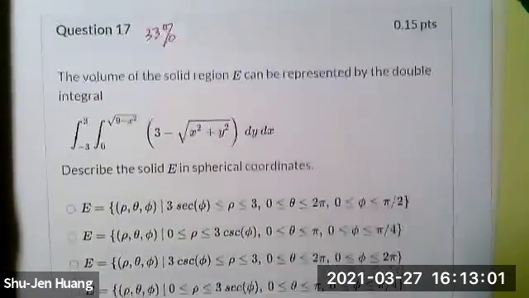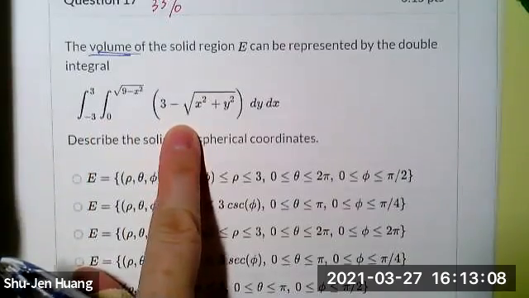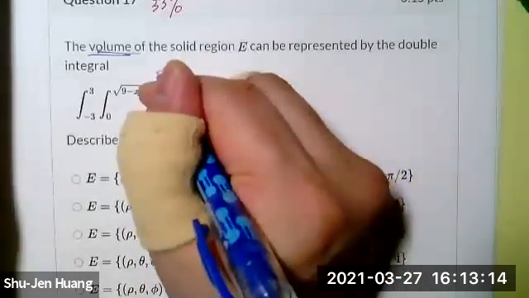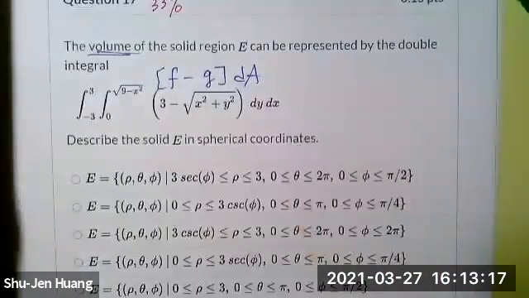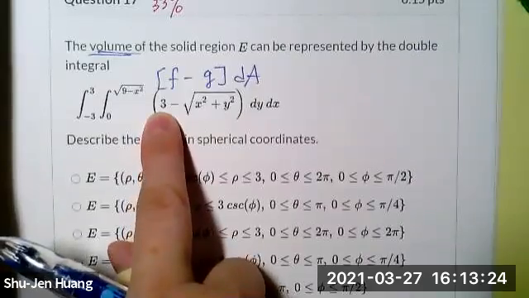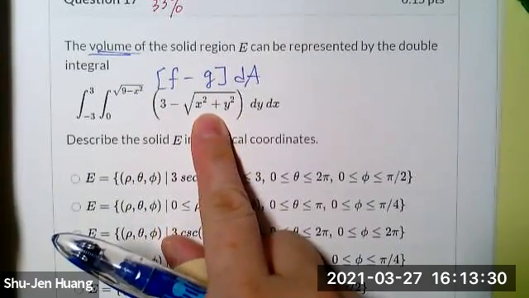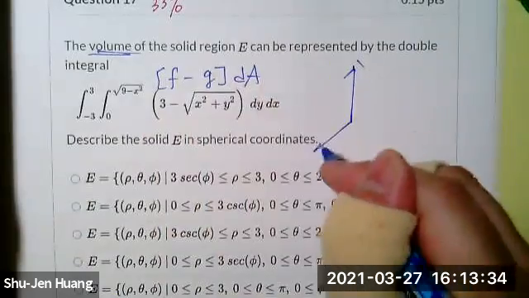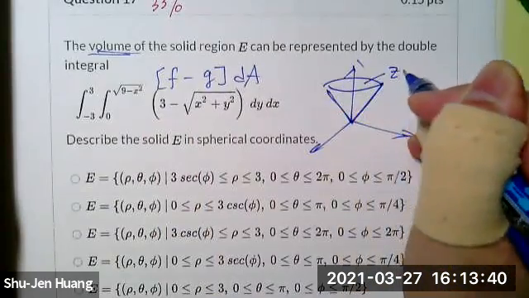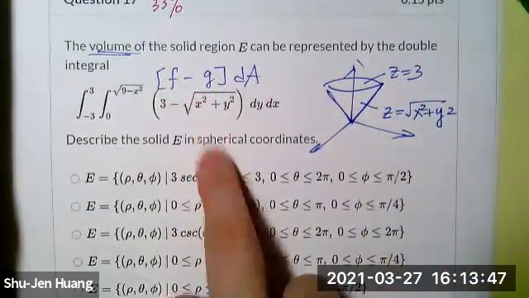And let's look at question 17. We want to find the volume, and here it is using the double integral. So this is the upper surface minus the lower surface, dA. Okay, so that gives us the volume. The upper surface is z equals 3, which is the horizontal plane. And the lower surface is z equals the square root of x squared plus y squared. So this is the cone. So we have something like this: a cone on the bottom, and on the top is the plane z equals 3. Okay, the upper surface minus the lower surface.